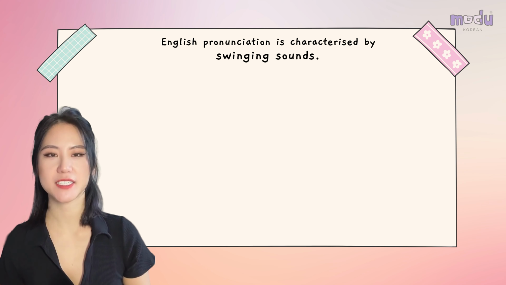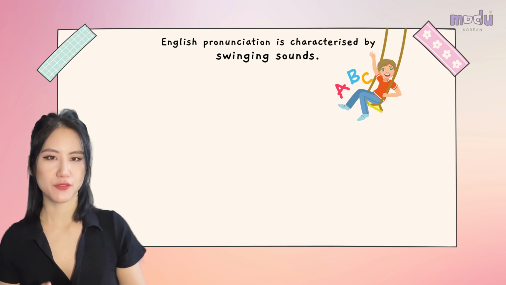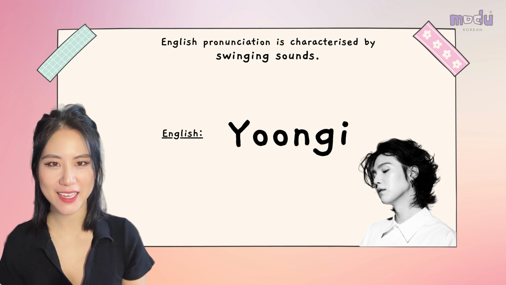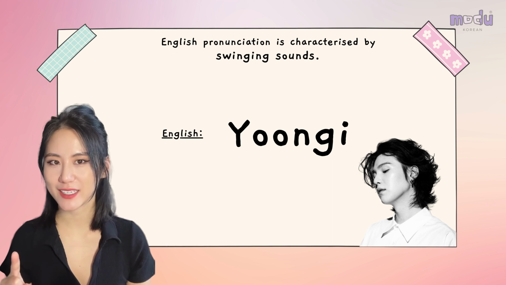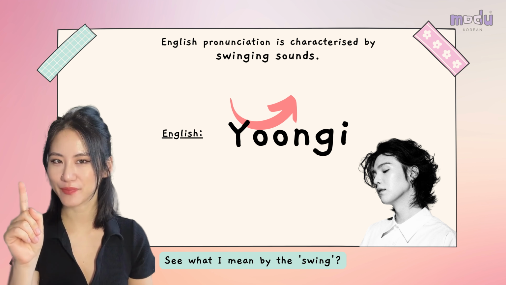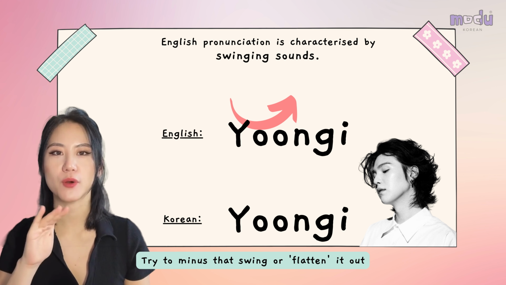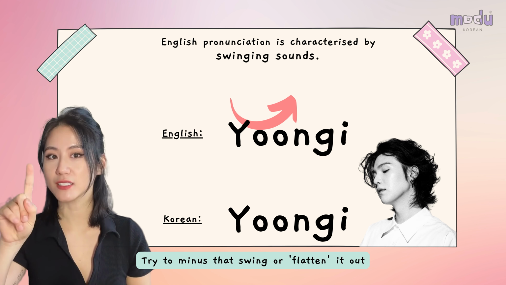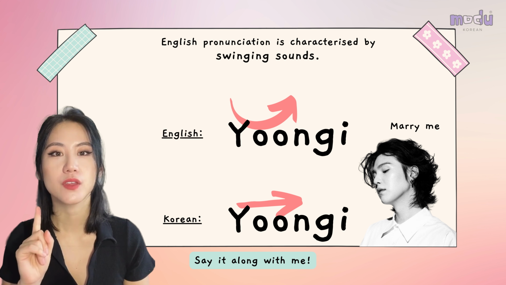The English language is characterized by these swinging sounds that we have in our vowels. So if we take an example of the word Yoongi, the English pronunciation of his name would probably be Yoon-gi. Do you notice this swing? So try to minus that swing when you're speaking in Korean. We want to flatten the sound out, and rather than swing it, we want to go Yoon.